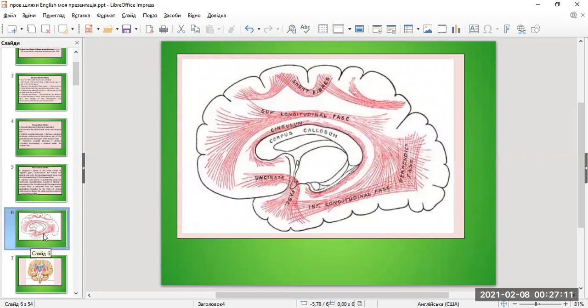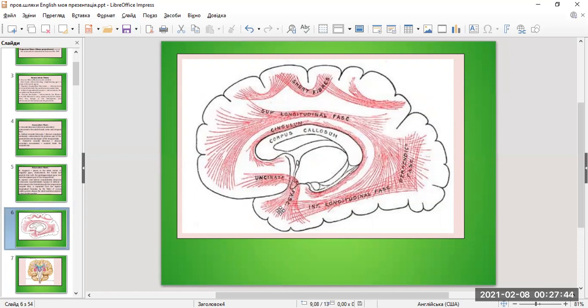In the picture, you can see all these fasciculi and fibers. Short fibers interconnect neighboring gyri or areas in the same gyrus. Superior longitudinal fasciculus interconnects the frontal lobe with the parietal and occipital lobe.